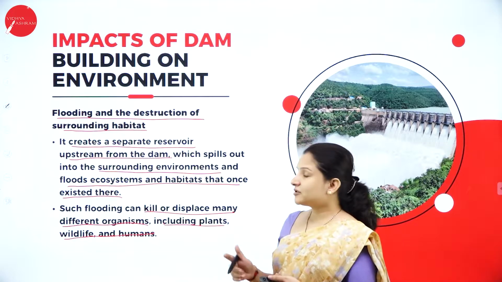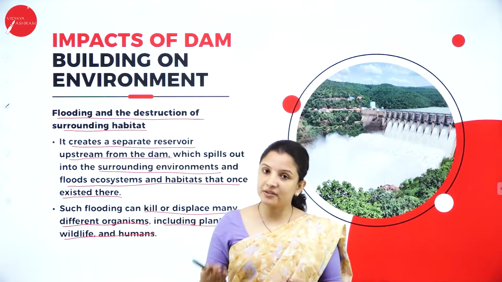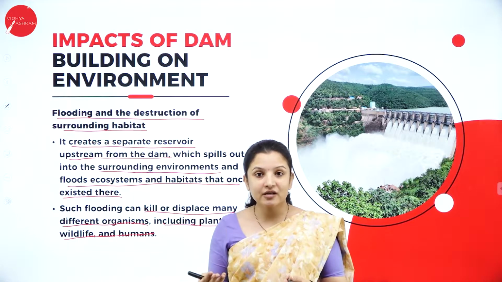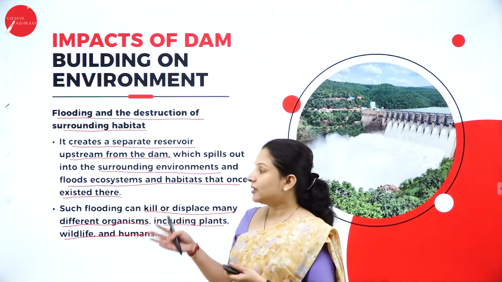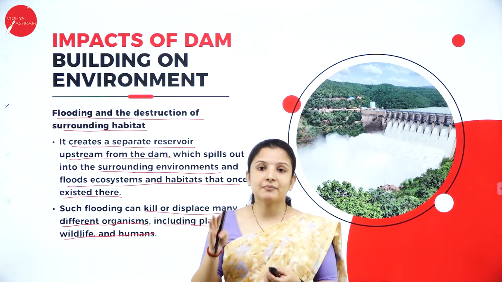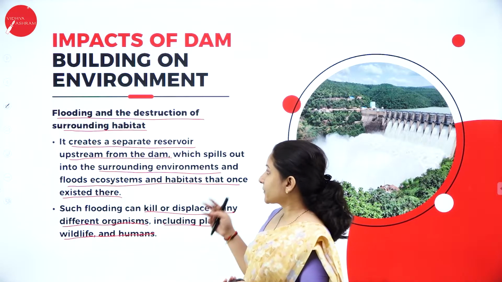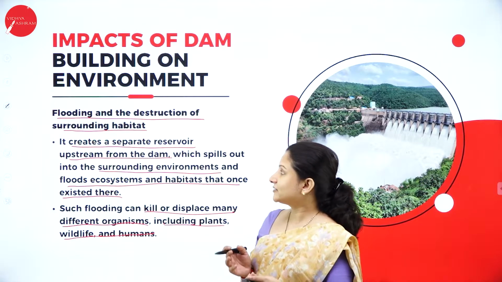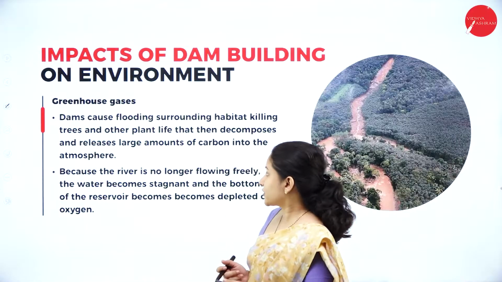So dams are so important for industrial purposes, for domestic purposes, for agricultural purposes, to fulfill the water needs of the people. On the other hand, they have a major impact on the life of the people as well. So this is about the flooding and destruction of the surrounding habitat because of dam construction.